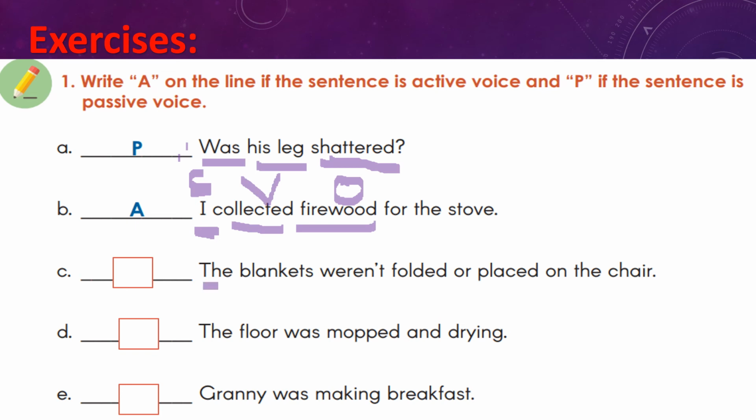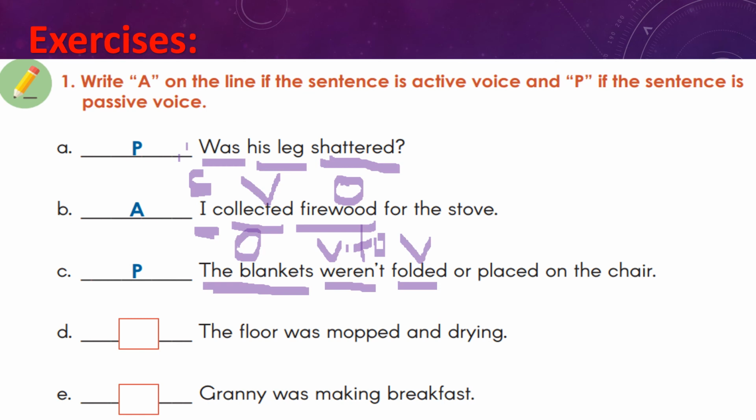Letter C. The blankets weren't folded or placed on the chair. So the blankets here, are the blankets the doer? No, of course they are not folding themselves. So the blankets here is the object, and weren't is verb to be, and folded is the other verb, the action itself. So it's a passive voice sentence. He didn't mention the subject here because it's optional to mention the subject.